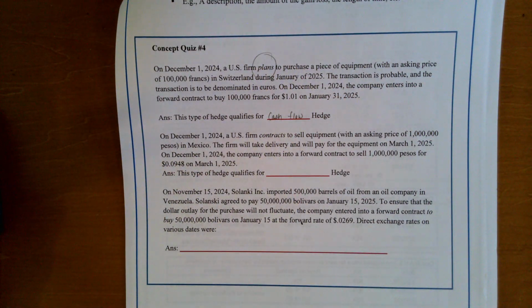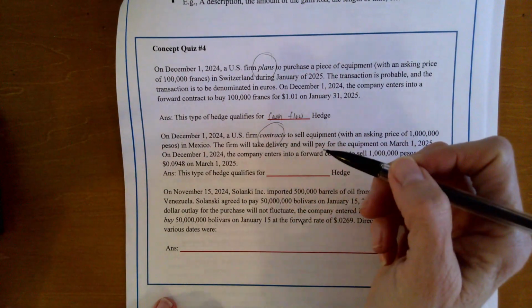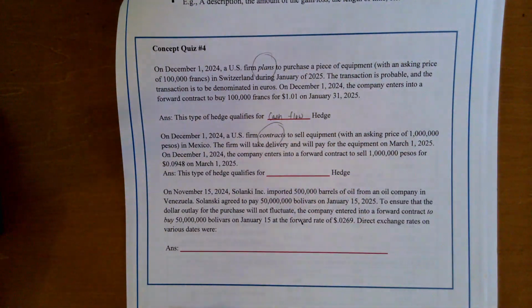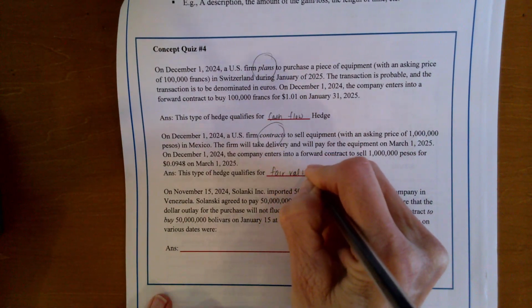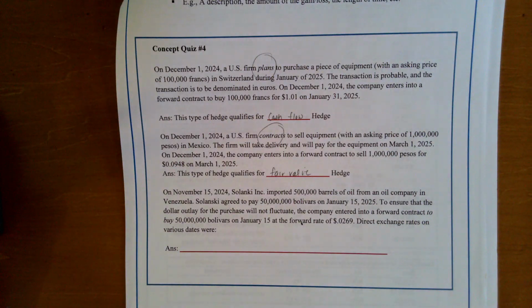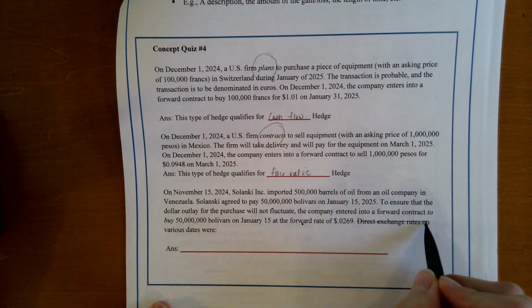Okay. Then the second one is we contract to sell equipment on December 1st. On that same day, we enter into a forward contract to sell pesos. So because we're contracted to sell equipment, but we haven't yet sold, that's a fair value hedge. Okay. And then this last one, there's a bit of a typo here. Just scratch this off.